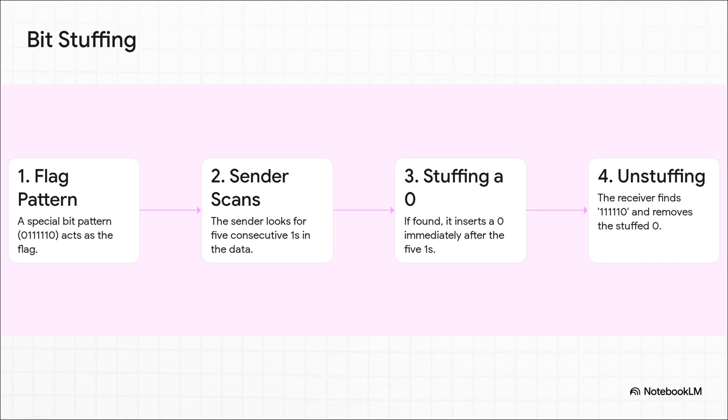Bit stuffing takes that exact same idea but brings it down to an even more basic level. Instead of a special character, the flag is a specific pattern of bits. So the sender is just constantly scanning the data stream. Anytime it spots 5 ones in a row, it automatically, bam, stuffs a 0 right after them. This just makes sure that the flag pattern is never created by accident. The receiver then does the opposite. It looks for that 5 ones, then a 0 pattern, and just pulls out the 0 to get the original data back. Same concept, just with individual bits.